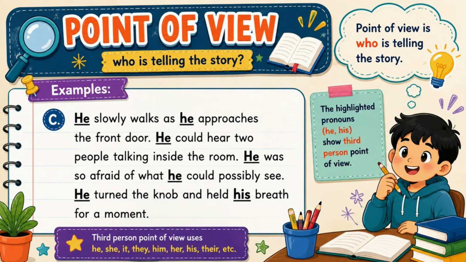Third person point of view example: he slowly walks as he approaches the front door. He could hear two people talking inside the room. He was so afraid of what he could possibly see. He turned the knob and held his breath for a moment. The highlighted pronouns he, his show third person point of view.